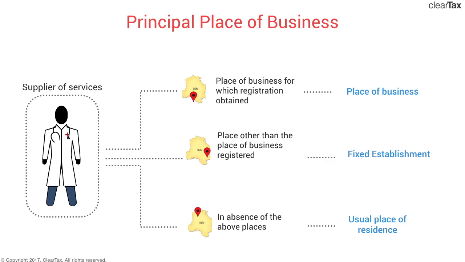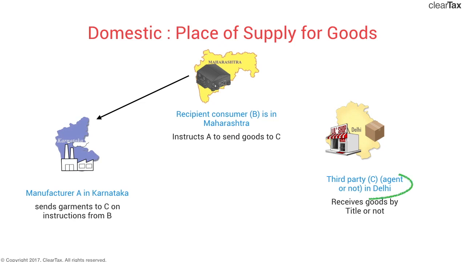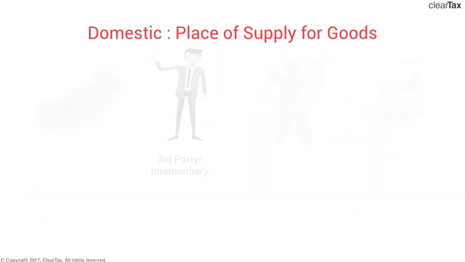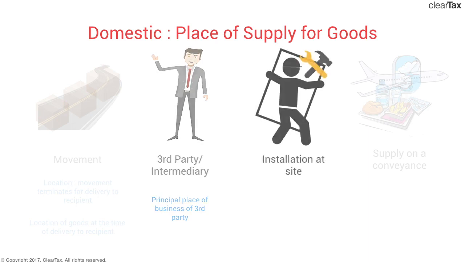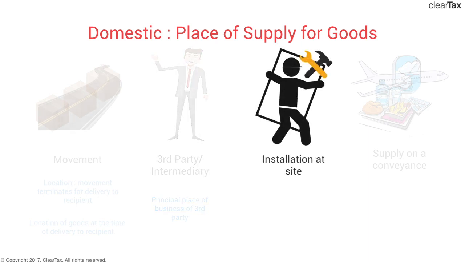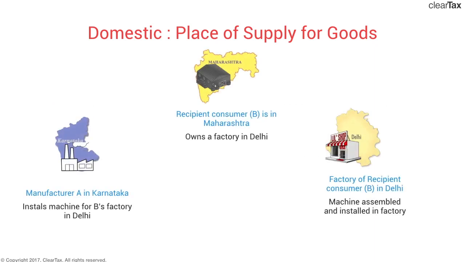That's what you mean by principal place of business, and this is the scenario. In our case, the place of supply would be Delhi, because the principal place of business of the third party is in Delhi. And that's all that we need to discuss for the second scenario. Moving to the third one, where installation is at site. This is a simple one to imagine.